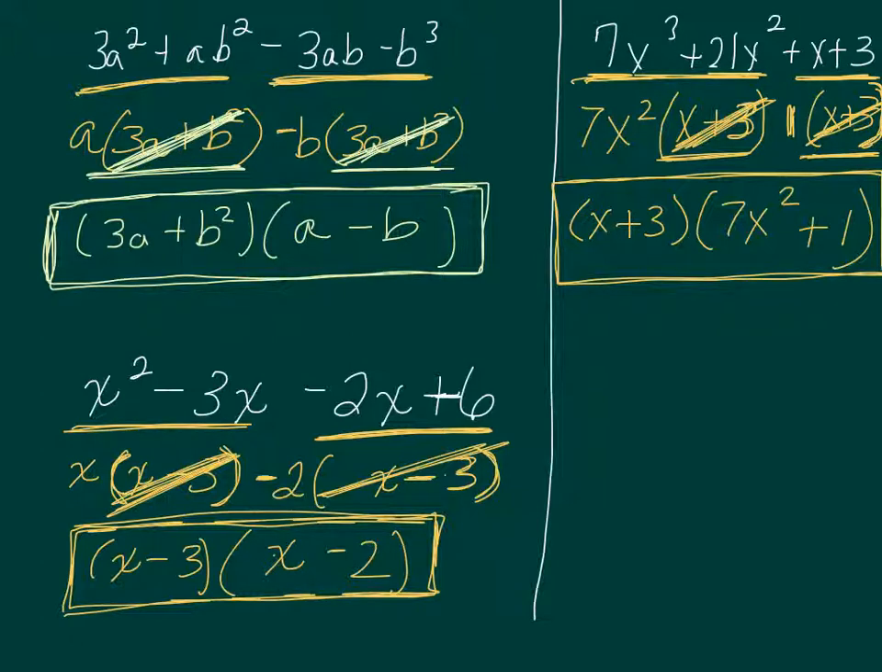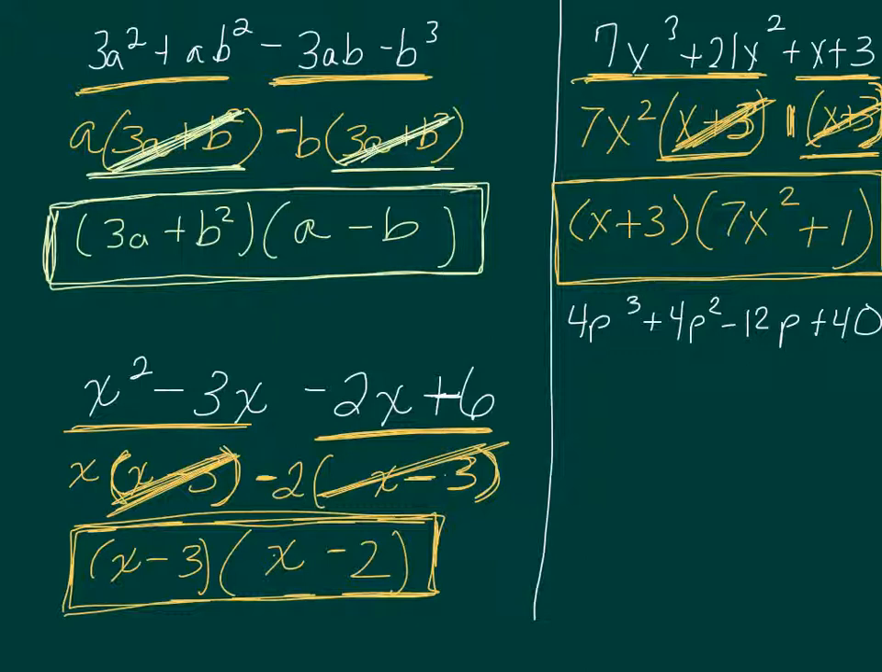All right, so let's look at one last one together, and then I'll let you try some. What if I have 4p cubed plus 4p squared minus 12p plus 40? What's the first thing I should do?